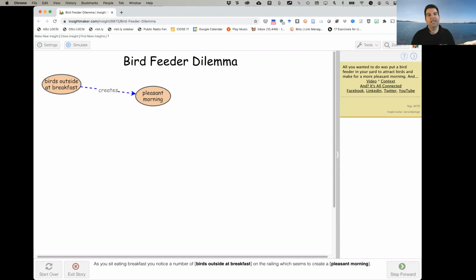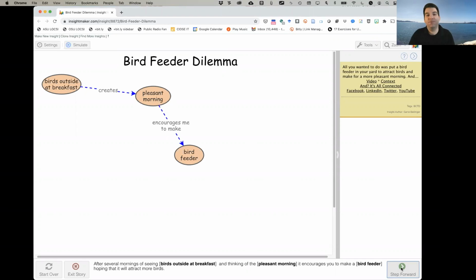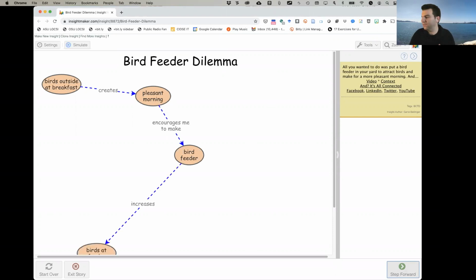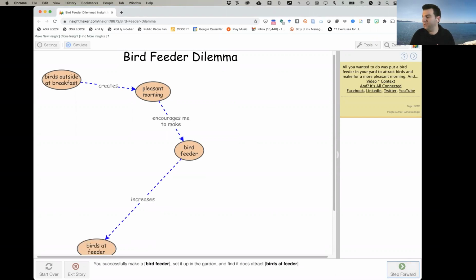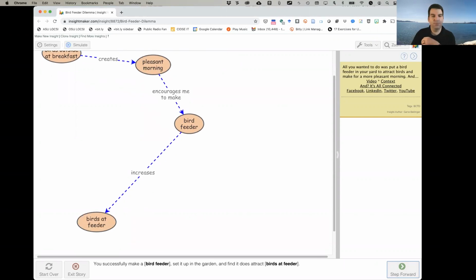So in this particular case, this is modeling someone who looks out their window and they say, you know what, I see birds outside my window, and that makes me feel good. I have a pleasant morning when I see birds outside the window. Well, then you might say that I would like to increase the number of birds outside my window. How am I going to do that? Well, maybe I am going to buy a bird feeder. So I've been encouraged to buy a bird feeder. From that bird feeder, I do notice that that is going to increase the number of birds at the feeder.